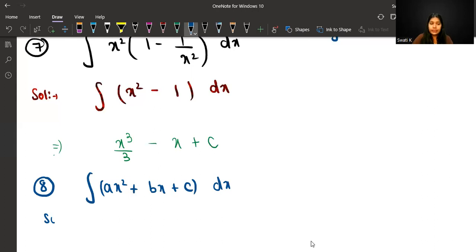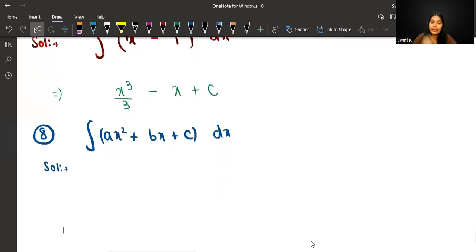If you are doing this in your examination hall, just distribute the integration first. In the first step, you can write down integration ax squared plus integration bx plus integration c, and then start solving it. So it's integration ax squared dx plus integration bx dx plus integration c dx. But here I'm directly starting with the second step.